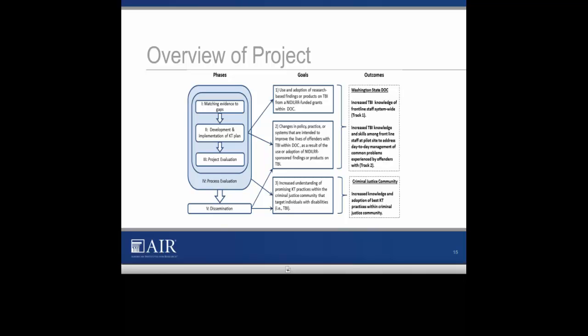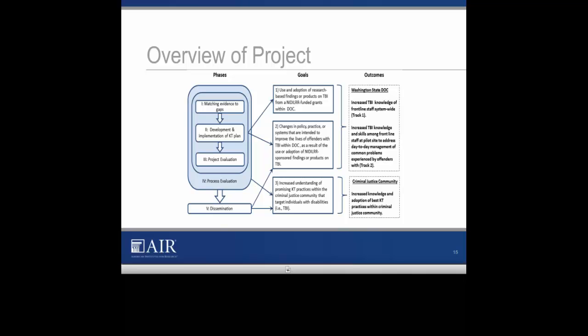And so in this first year, a big part of what we're doing is matching evidence to gaps. In other words, we're trying to understand what we know in terms of evidence about TBI and corrections, and to look into the DOC and to communicate with staff in the DOC to understand what they know about TBI as well, and to identify the really critical points of intervention, the gaps where we might do some work.